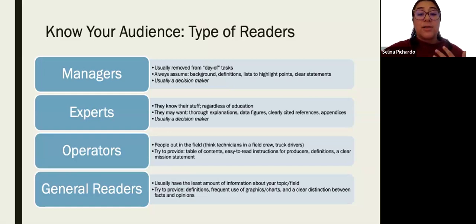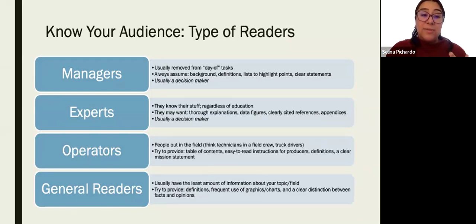The first group are the managers. The managers are busy managing people, managing budgets, holding strategy meetings. So always assume your managers need a refresher. Sometimes managers, once they get up to that level, are removed from the day-to-day tasks. They're not necessarily doing the daily tasks, and they're not usually in the field. They're not usually out on the floor. Or they might be in an office, or they might be holding multiple meetings.